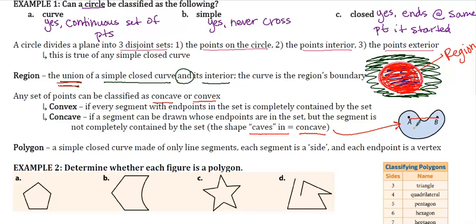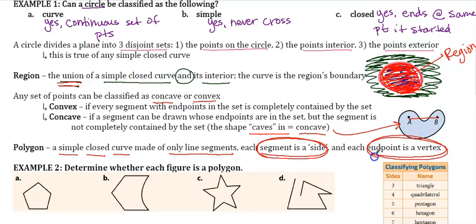So if we look at example, oh, hold on, let me get to the definition of polygon first. Then we can do example 2. So a polygon is a simple closed curve. Again, the definition of curve is just that continuous set of points. I know we think of a line all the time, but it's a simple closed curve that is made of only line segments, where each segment is a side and each endpoint is a vertex. Now that's important. So segments are sides, okay? Endpoints are vertexes, or vertices we would actually say in the plural.